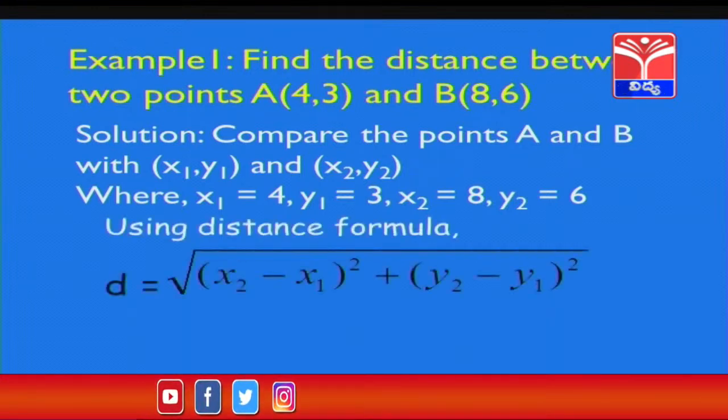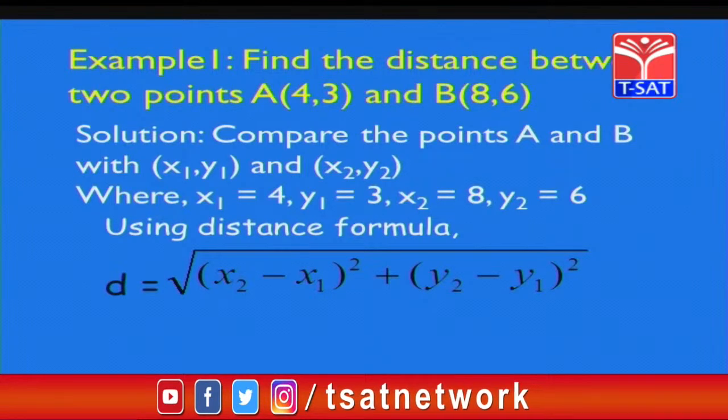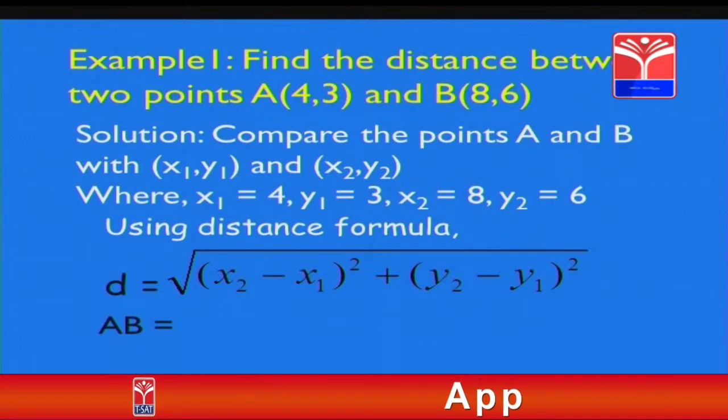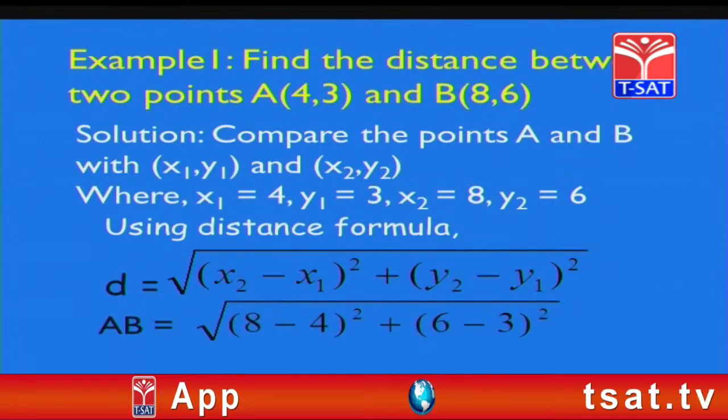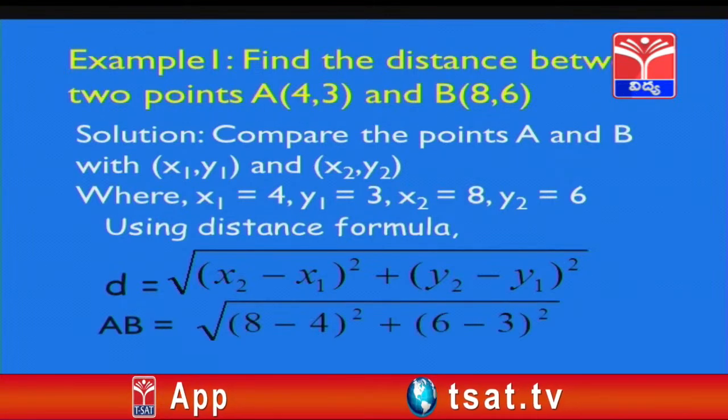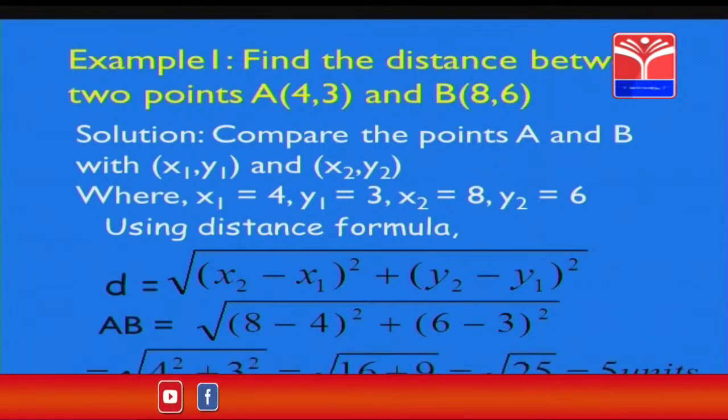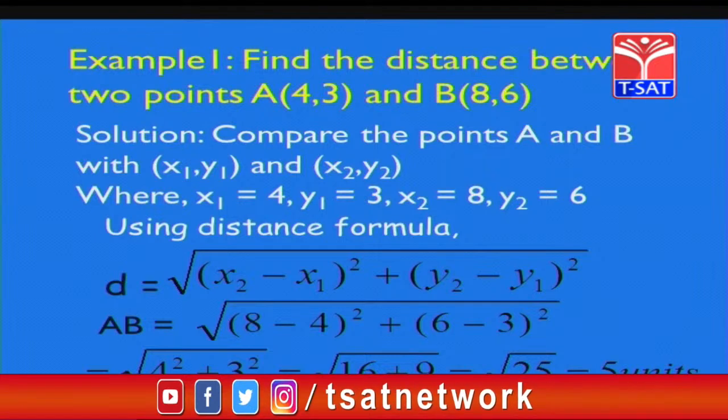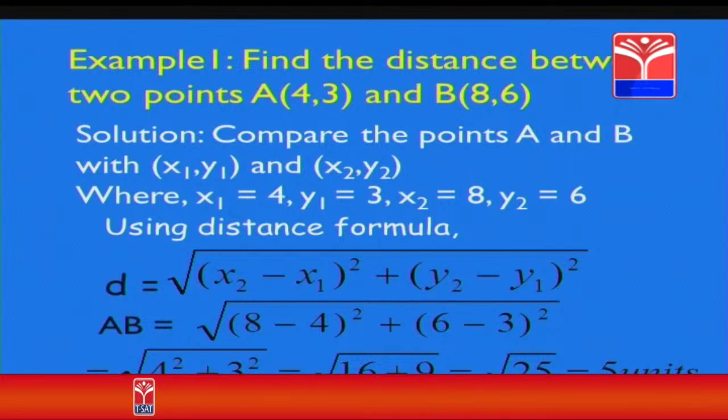Using the distance formula, which is under root (x2 minus x1) whole square plus (y2 minus y1) whole square, we get AB is equal to under root (8 minus 4) whole square plus (6 minus 3) whole square, and that comes out to be under root 4 square plus 3 square, that is equal to under root 16 plus 9, which is root 25, and it is equal to 5 units.